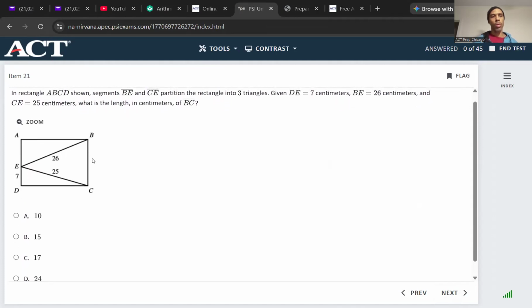All right. In rectangle ABCD shown, segments BE and CE partition the rectangle into three triangles. So we got one triangle here, we got one here, and we got one here. Given DE equals 7, they got it marked off on the figure. BE is 26, marked off. And CE is 25. What is the length in centimeters of BC?